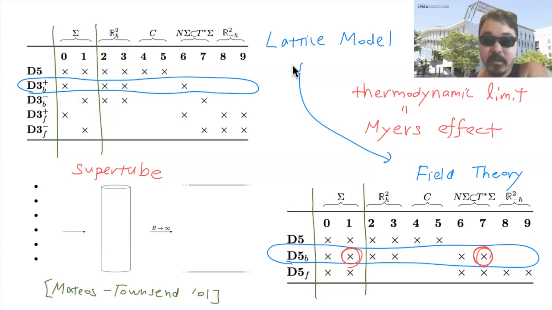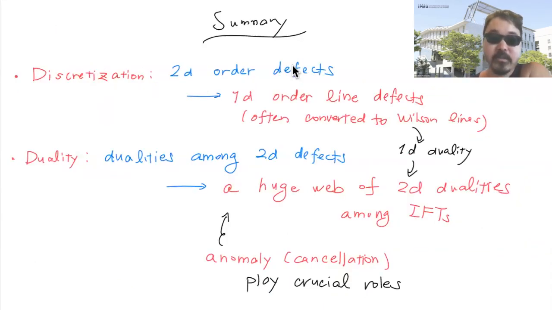Okay, so this is the end of my talk. So we discussed two questions. One is how to discretize integrable quantum field theories into integrable lattice models. We basically start with the 2D defects and turn them into 1D defects, each of which describes a simple quantum mechanics. And by taking advantage of geometric quantization, it can be converted to Wilson lines, hence making the connection to integrable lattice models clearer.